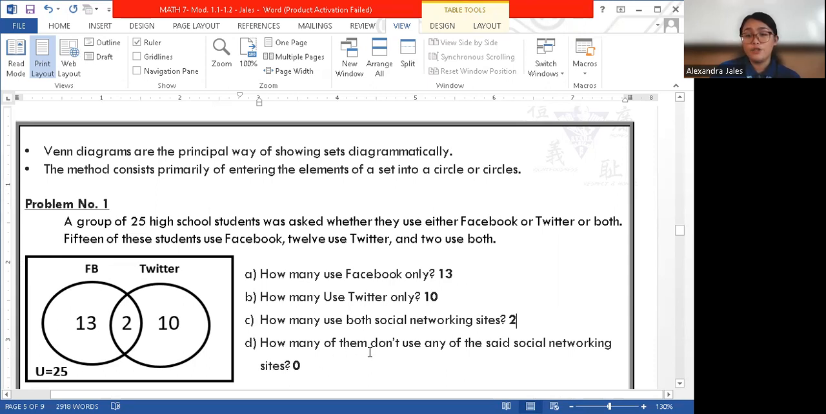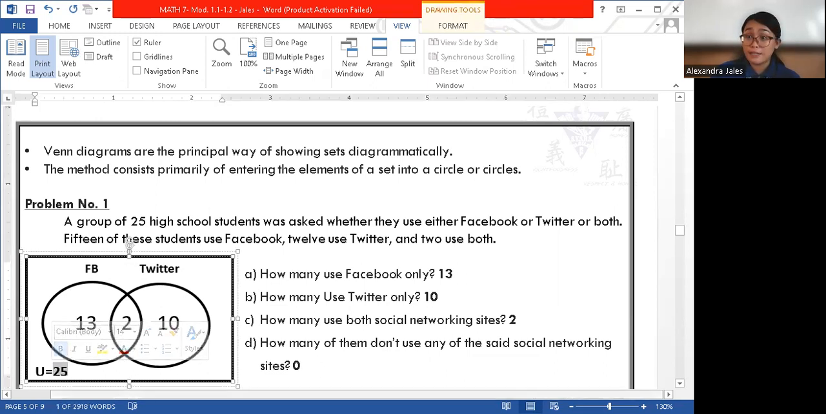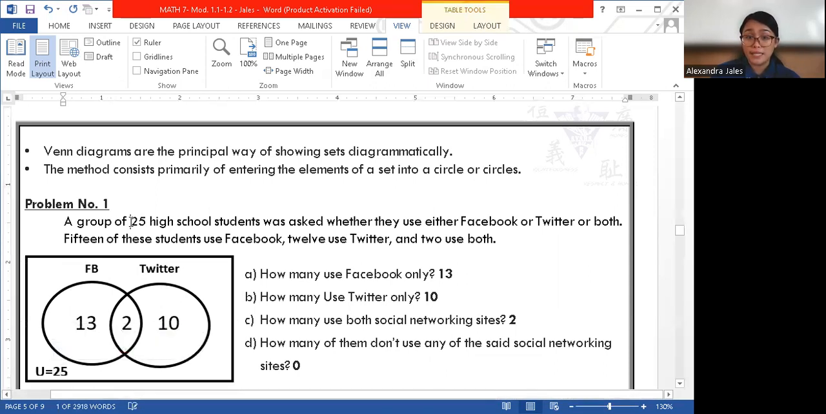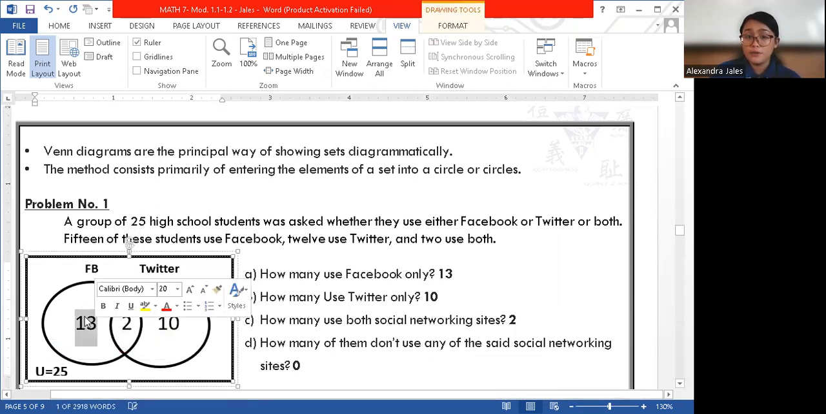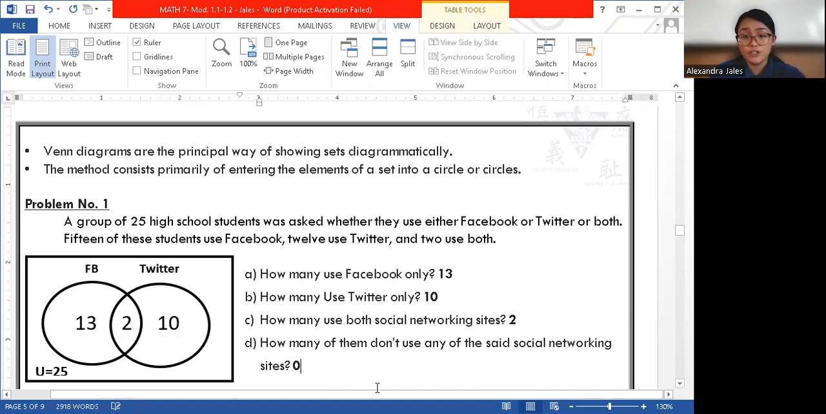Next, how many of them don't use any of the social media or social networking sites? So how are we going to solve for this? Why is it 0? Take note, your universal set is 25. There are 25 students. Therefore, 13 use Facebook only, 10 use Twitter only, and 2 use both sites. If we add these numbers, 13 plus 2 plus 10, what is your answer? It's 25, right? 25 minus 25 is 0.